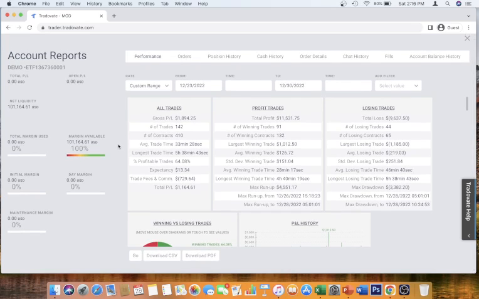My gross profit and loss on that account was $1,894, with 142 trades for about 410 contracts. Average trade time 33 minutes. But what you see here is I had a positive win rate, meaning I was profitable more than I wasn't. Right, I had 64% of my trades were profitable.